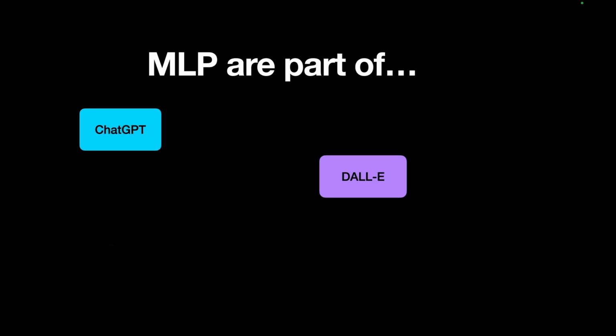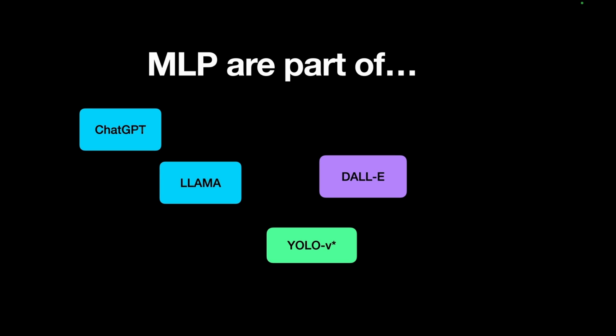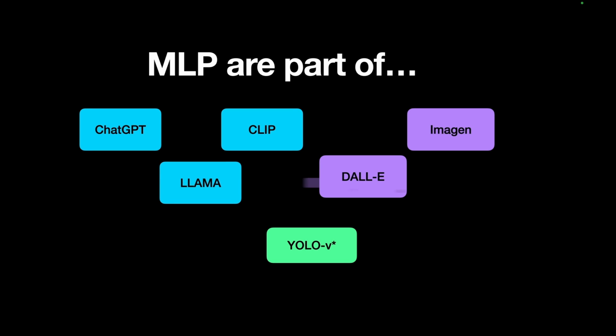We have taken the classic multi-layer perceptrons, or MLPs, for granted and built so many architectures around it. MLPs are part and parcel of every single large language model or foundation model that we see today, such as ChatGPT, DALLE, YOLO, LLAMA, CLIP, Imagen, or even Stable Diffusion for image or video generation. What if I now tell you that we have a new competitor for the very MLPs?